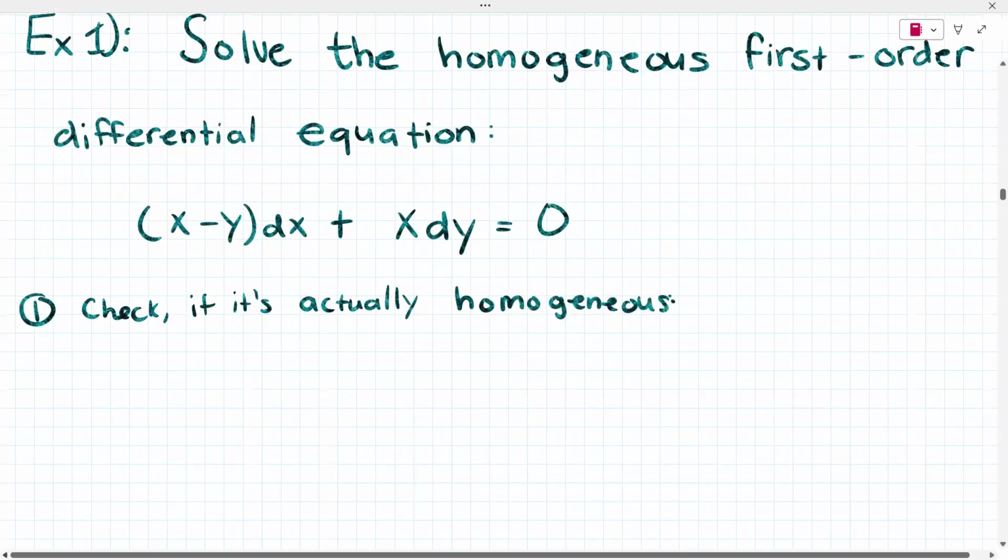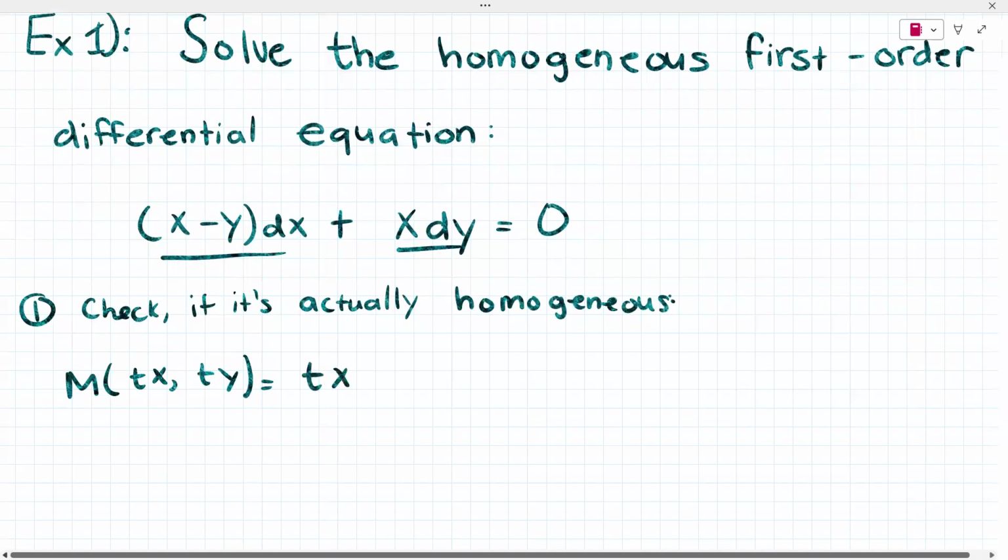So this is your M, this is your N. The rule is, for your M, you plug in t of x for x and t of y for y. So here's your M: replace your x with tx and replace your y with ty. So it's going to be tx minus ty, and it looks like you can factor out a t. So this is t times (x minus y). So this is definitely homogeneous, right? It's t times your original function.